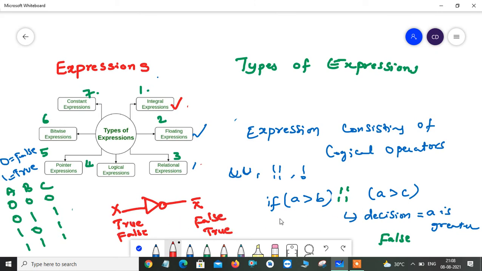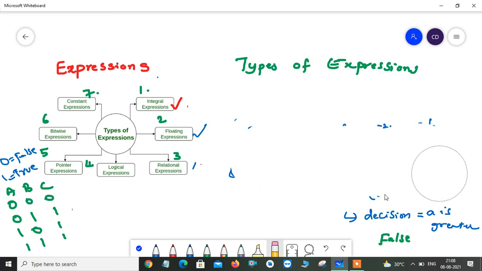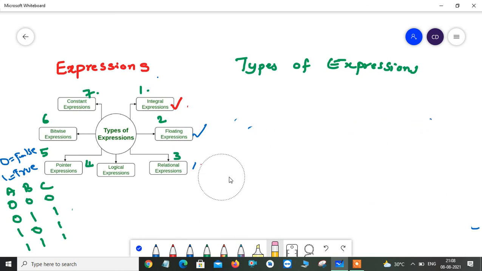Whenever you use these operators in your expression, it will be evaluated and depending on that you can make the decision in your control structure. So for that purpose you are going to use these logical expressions in any programming language, right? Now this one is completed, and now coming to your pointer expressions.